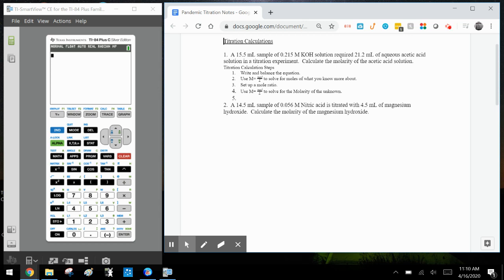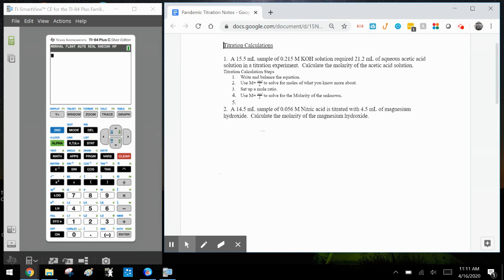I want to work question number two on the titration calculations. There's a step that we'll go through to get those titrations calculated. Titrations are acid-base neutralization. We're taking an acid and neutralizing it with a base, and the result is always water and a new salt. So first thing we do is write and balance the chemical reaction.